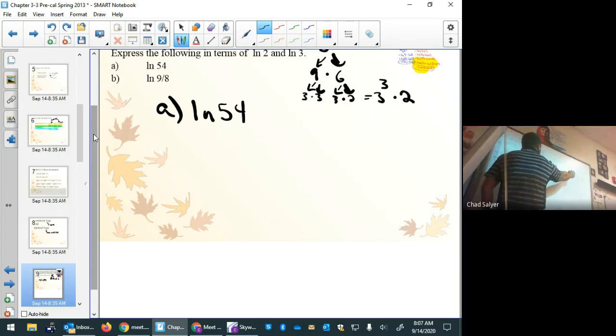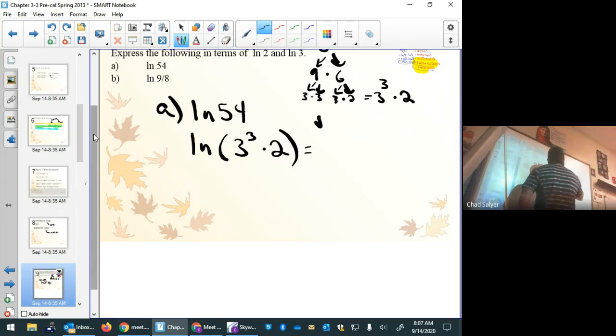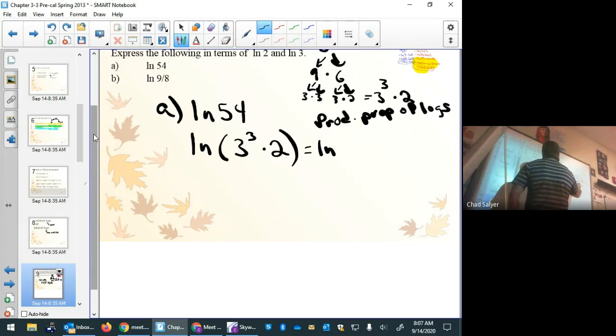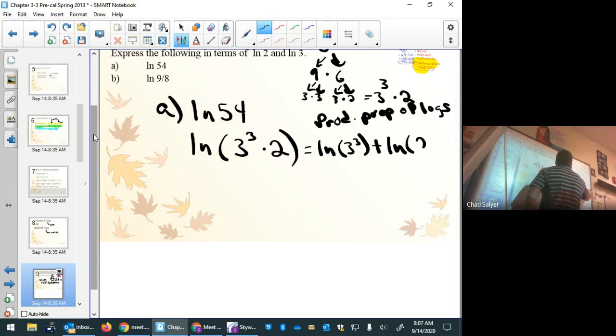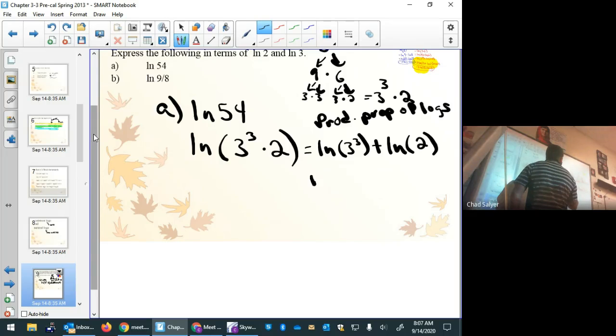All right, so we're going to rewrite this as 3 cubed times 2. And then I'm going to use the product property of logs. It's going to be the natural log of 3 cubed plus the natural log of 2. And then finally, the last thing I'm going to do here is the power property of logs.